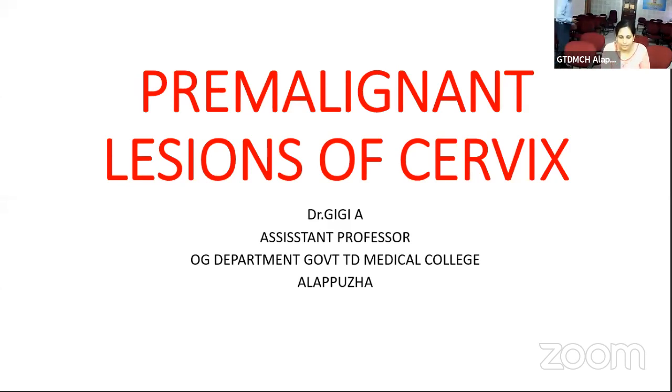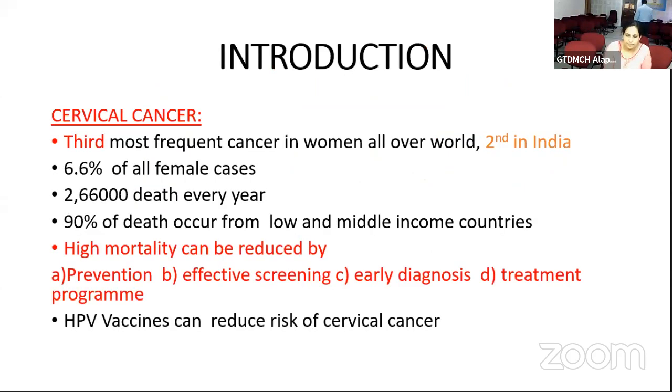So, good morning. Today we will discuss pre-malignant lesions of the cervix. Cervical cancer is the third most frequent cancer in women all over the world and second in India. It accounts for 6.6% of all female malignant cases and 2.6 lakh deaths every year. 90% of deaths occur in low and middle income countries. So this high mortality can be reduced by prevention, effective screening, early diagnosis and treatment programs.